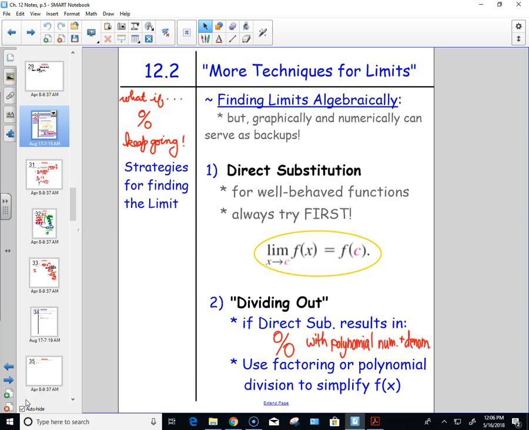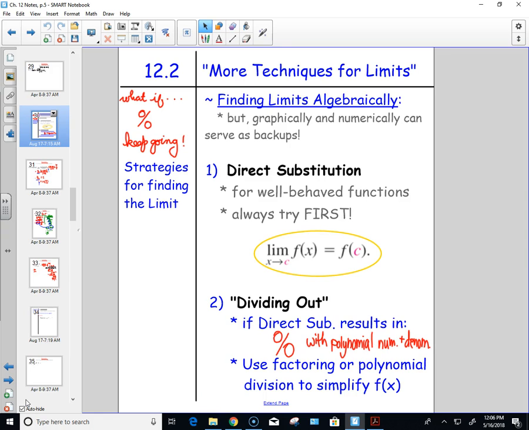Section 12.1 was using a table, using a graph. The tables and the graphs were both meant to build in you an understanding of limits. What's the key word that we remember with limits? Approach. And so when we look at a table, we're not looking at the x equals c value. We're looking at the approach from above and below.